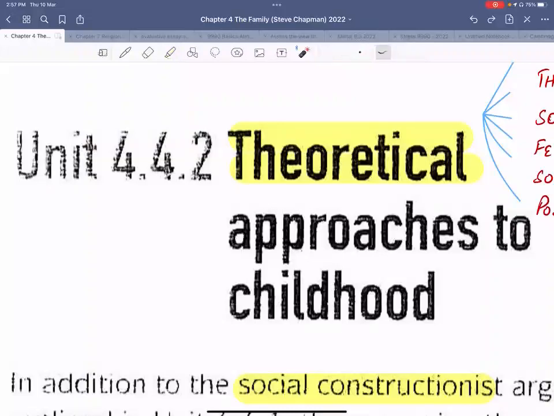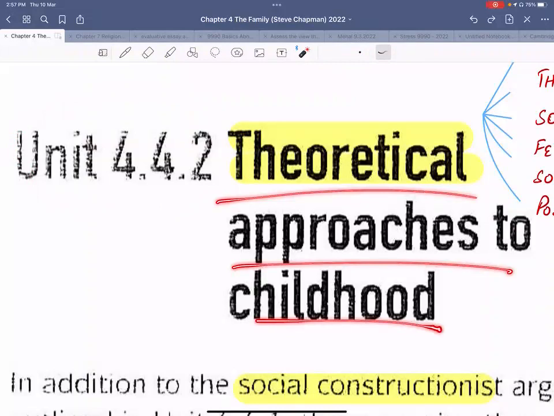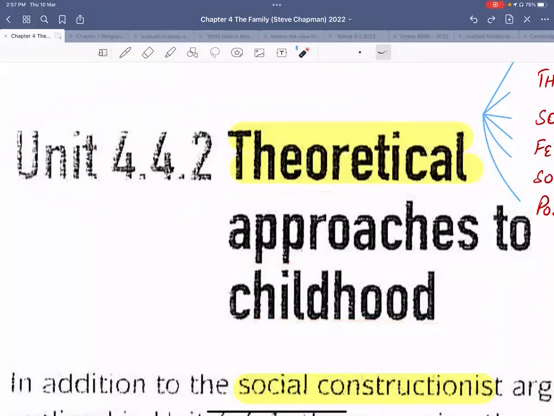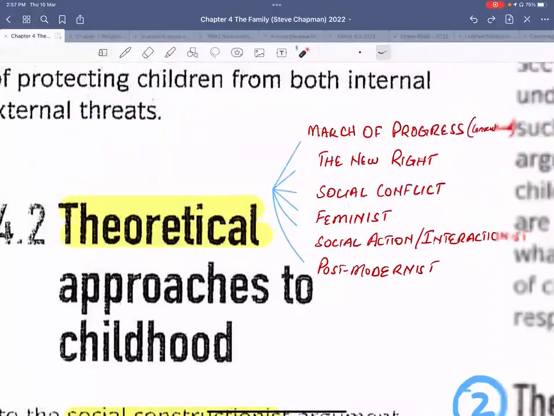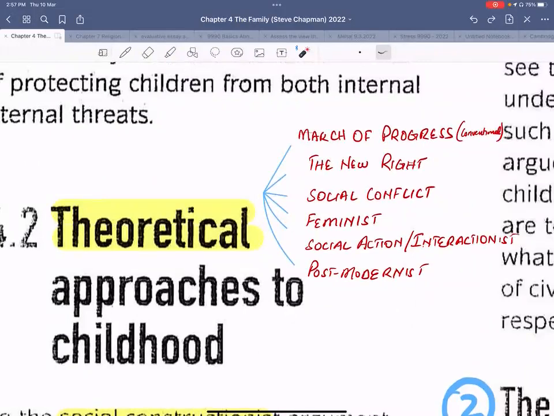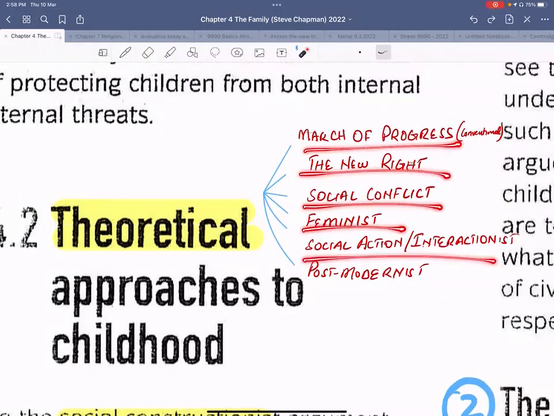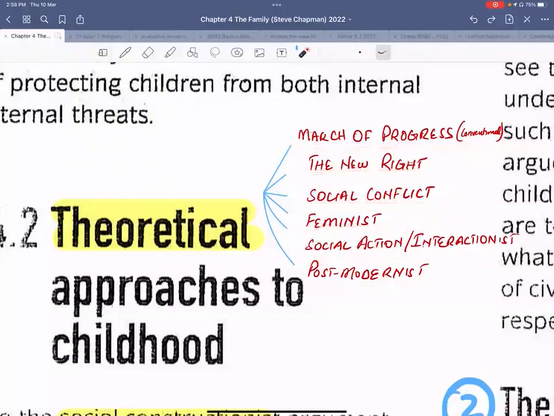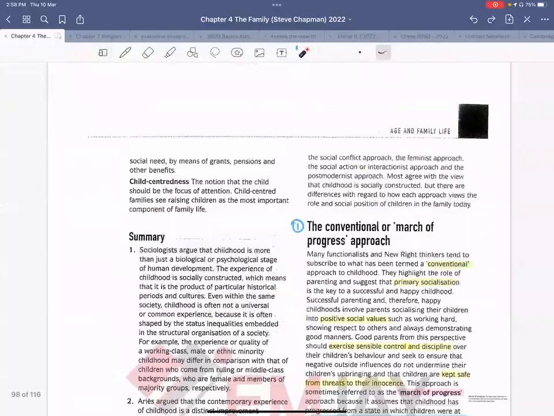Okay, look over here. So we just got done with unit 4.4.1. This is unit 4.4.2, theoretical approaches to childhood, right? Now, listen to me very carefully. For theoretical approaches to childhood, you have these 6 approaches written here which you have in your syllabus: the march of progress approach, the new right approach, the social conflict approach, the feminist approach, the social action theorist approach, interactionism, and postmodernism. These are the 6 approaches you have.